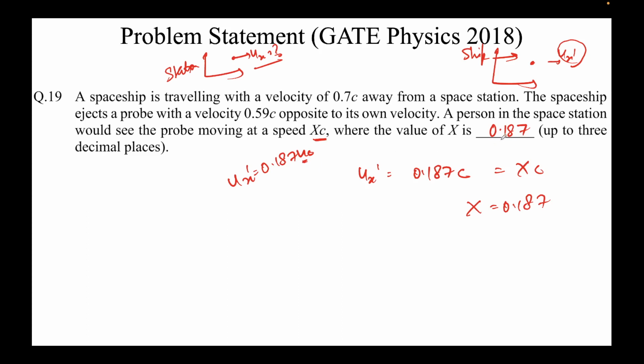So that's that. And so this covers both the aspects of velocity transformation: what is the velocity in the moving frame if the rest frame velocity is given, and vice versa, what is the velocity in the rest frame when the moving frame velocity is given. So that covers both the aspects.